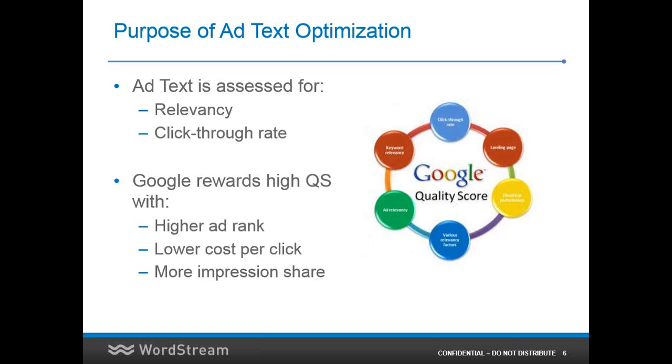So check out this image over here on the right-hand side of the screen. As you can see, your ad copy can have an enormous impact on your quality scores. You have that bullet point for click-through rate as well as ad relevancy. So your goal is to create ads that are both relevant and compelling, which will lead to high click-through rates. As a result, you'll start to see that you're achieving better ad rank, lower cost per click, and more impression share.